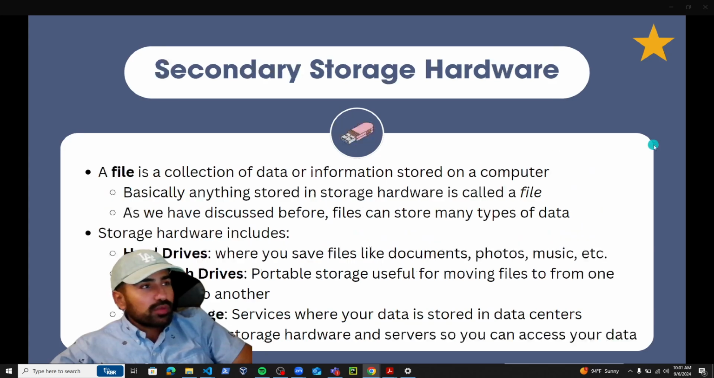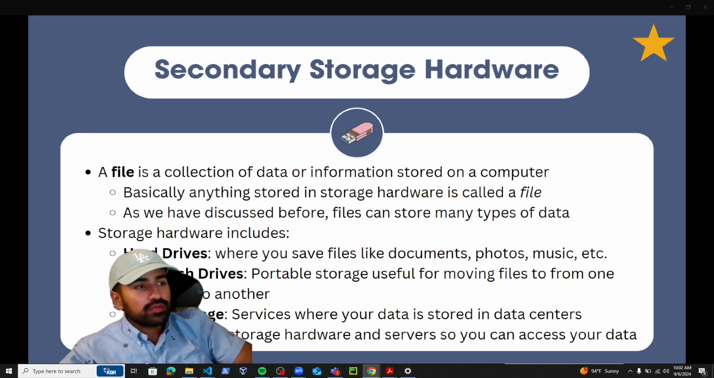And so some examples of secondary storage hardware. Before we go over the examples, a word we've been using a lot, but it's important to define, is the word file. A file is a collection of data or information stored on a computer. Anything that you put into computer storage is going to be called a file.